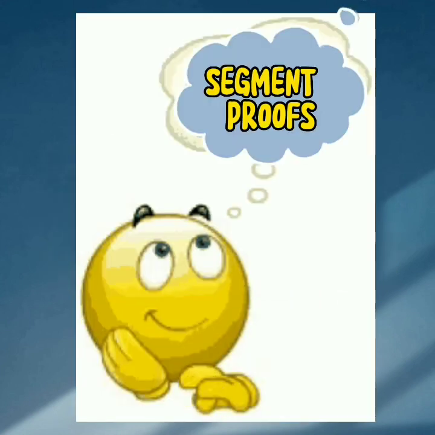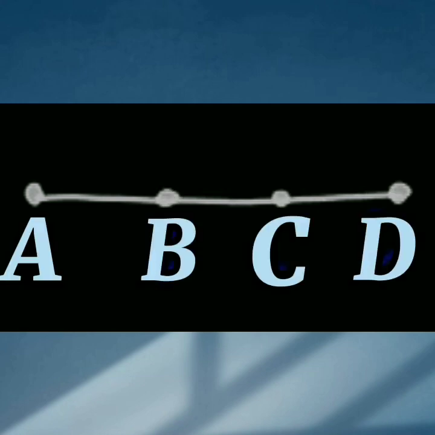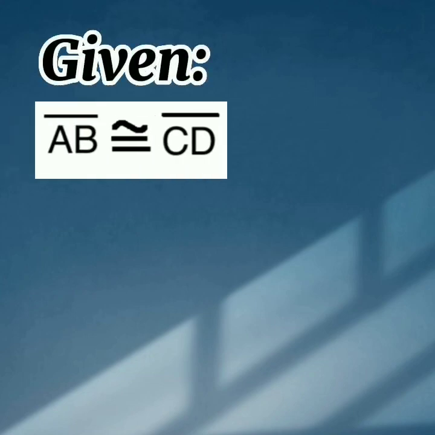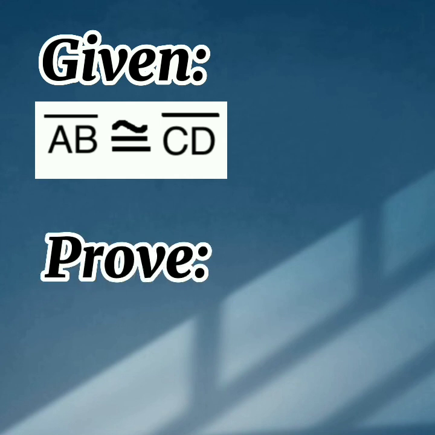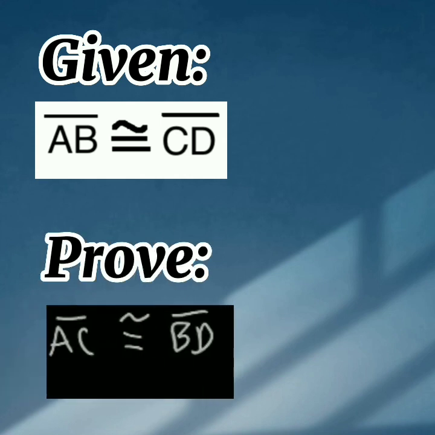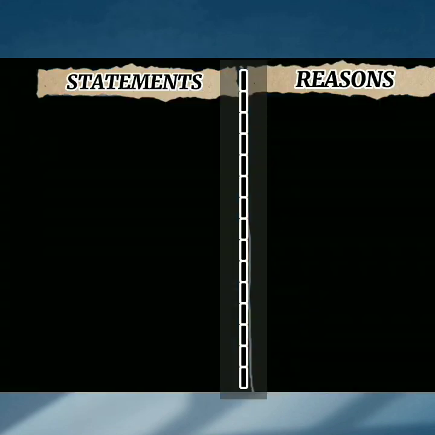And now let's try to prove the segments, or basically the segment proofs. So we have the segments with the points A, B, C, and D. Given that segment AB is congruent to segment CD, our task is to prove that segment AC is congruent to segment BD. Let's create two columns, the statements and the reasons. The first thing to write is the given. So the first statement is segment AB is congruent to segment CD.